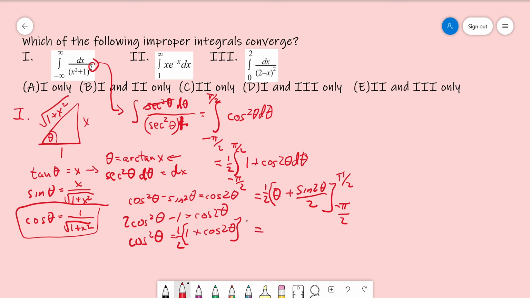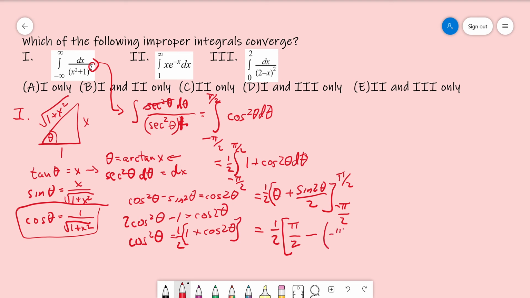Alright, if we plug in pi over 2, we're going to get pi over 2. Actually, at this point, we could have stopped because it's pretty clear from this result that the integral converges, but let's just figure out what it is anyway. So we're going to have pi over 2 plus sine of 2 times pi over 2. Well, that's sine of pi, which is just 0. So that drops out. And then minus negative pi over 2.